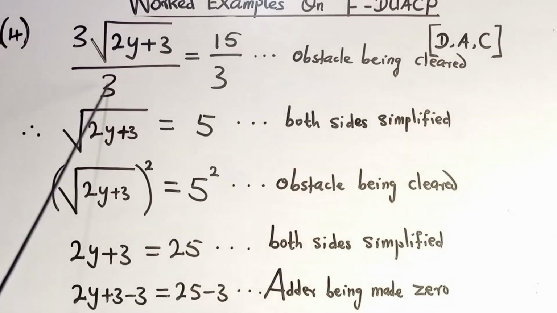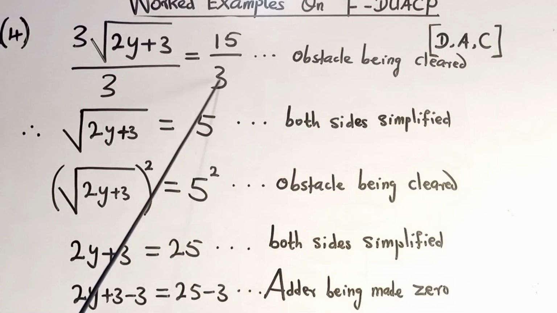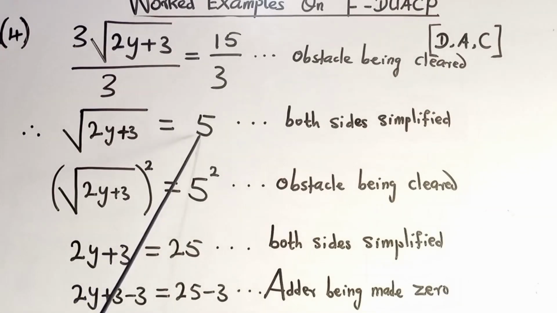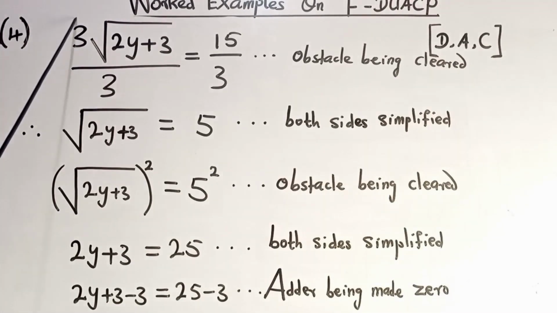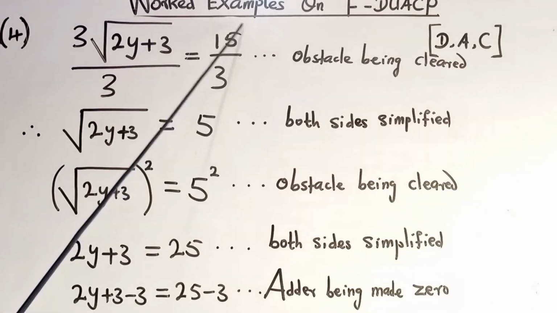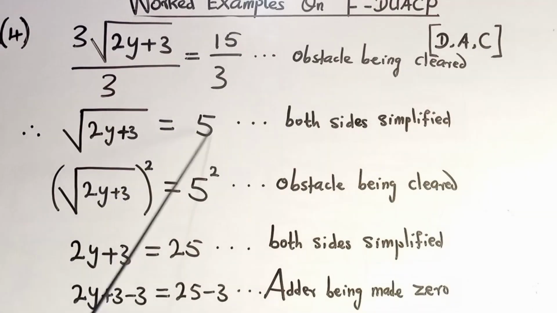This is why both sides have been divided by 3. When 3 divides 3, it is 1 here. When 3 divides 15, it is 5, leading us to root 2y plus 3, that is square root of 2y plus 3 is equal to 5. That means that from this operation, we get this. From this operation, we get this.